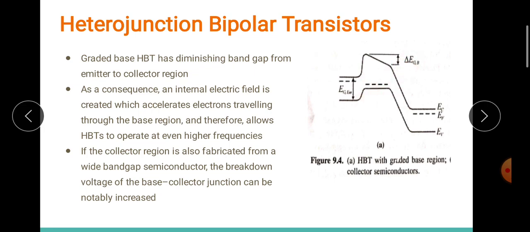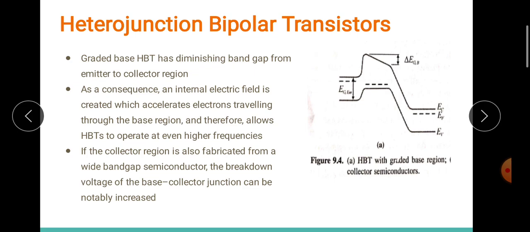This is the base region. We have a base region of reducing band gap from the emitter. This is the emitter section: emitter, base, collector. From the emitter to the collector, the band gap of the base material is reducing. This kind of HBT is an HBT with a graded base region. Now, because of this, what happens? There is an internal electric field, and this internal electric field will further accelerate the electrons traveling from the base region, and this can in fact help the HBT to operate at even higher frequencies.